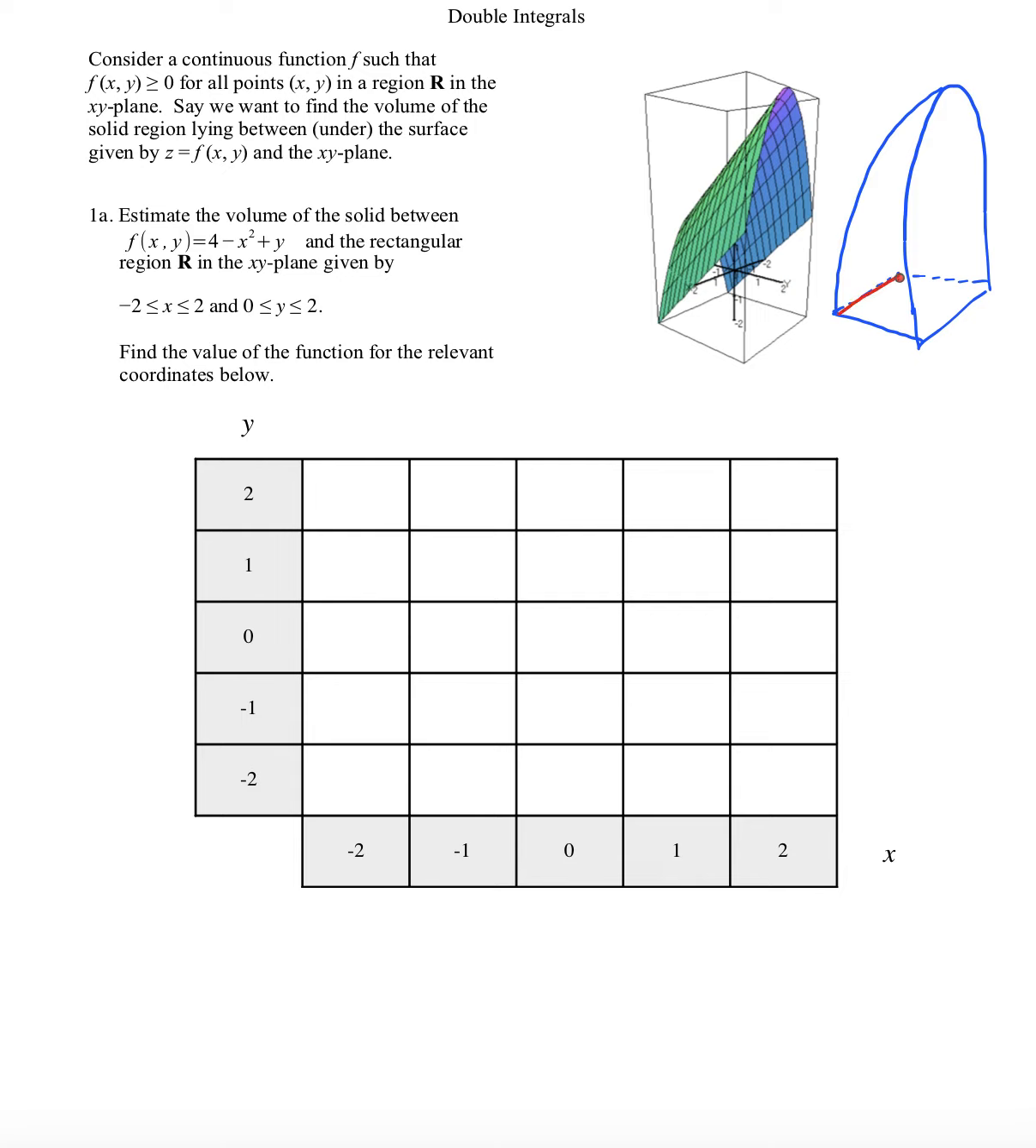And the area below the volume is an important area called R. It's a rectangular region, and this is the region above which all the volume of the solid lies. Now our rectangular region is going to go from an x of -2 to an x of 2. And also it's going to go from a y of 0 to a y of 2.